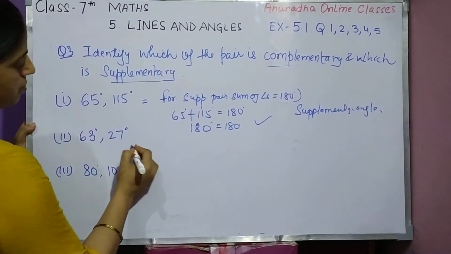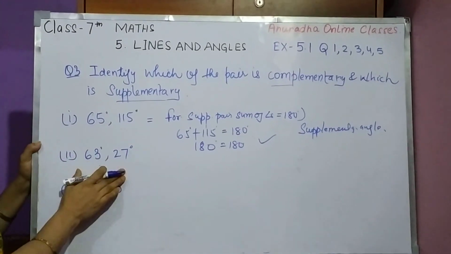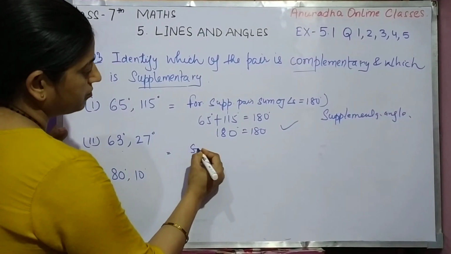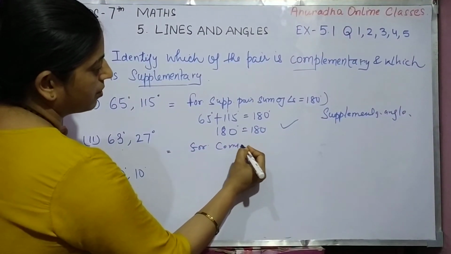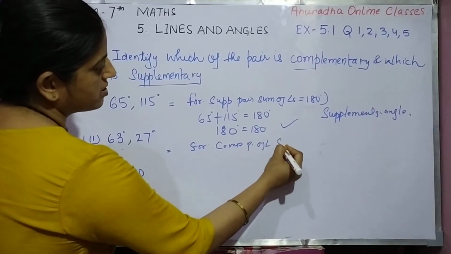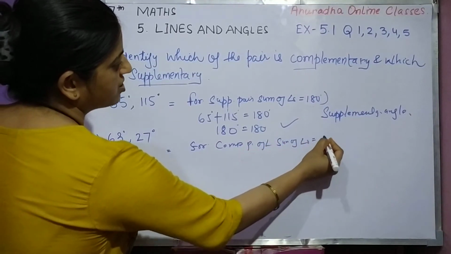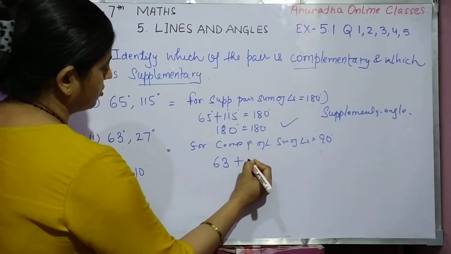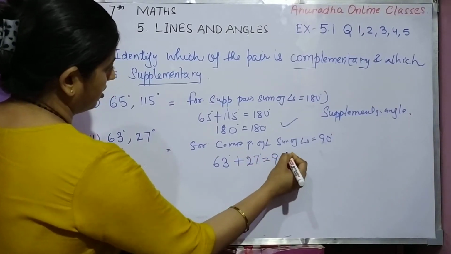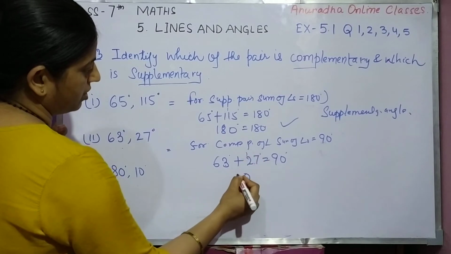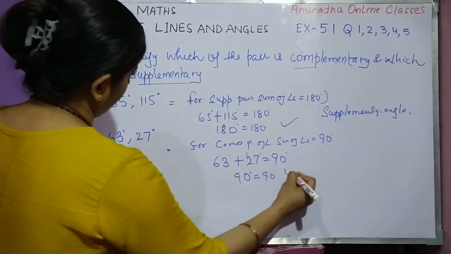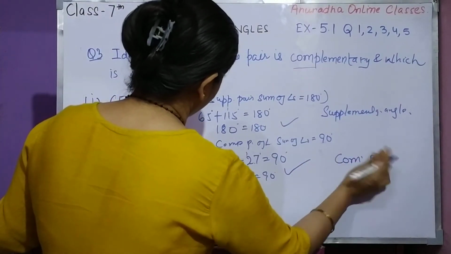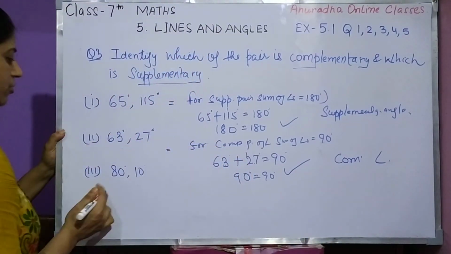Right, now come to this one. This cannot be supplementary. Let's try complementary. For a complementary pair of angles, the sum of angles must be 90 degree. Okay, let us see whether it is following the condition or not. 27 must be 90 degree. 0 carry 1 and this is 90. 90 is equal to 90. That means this is a pair of complementary angles.